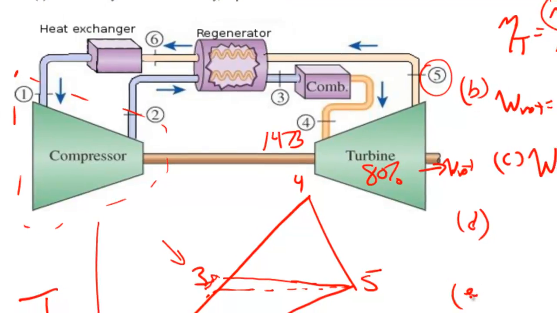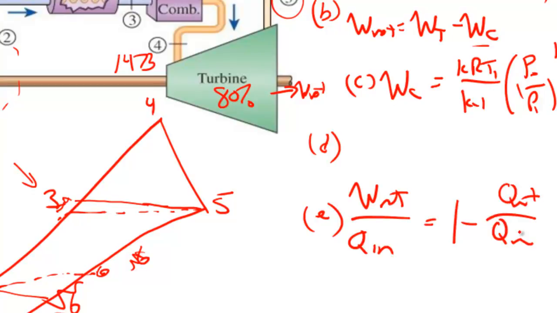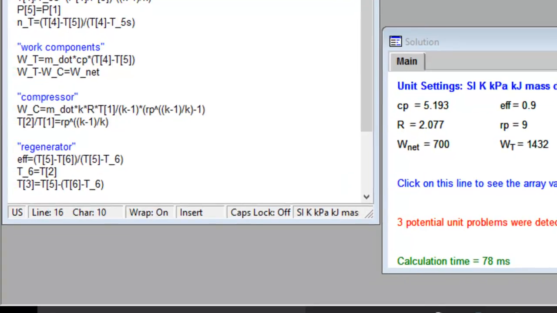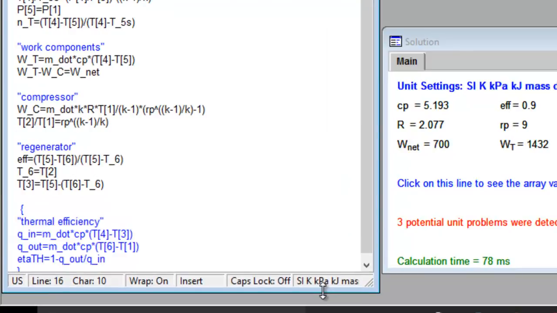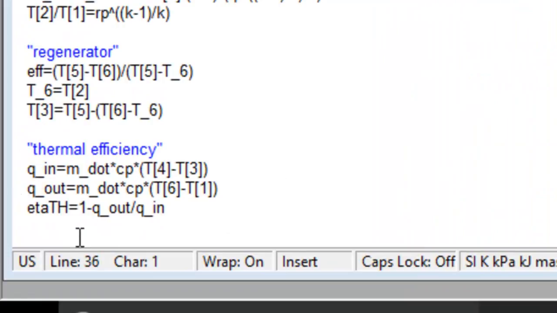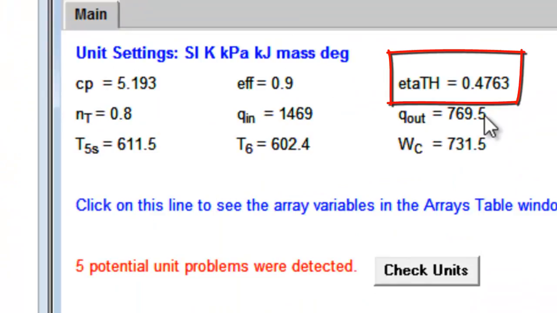All right, so now coming back to the cycle thermal efficiency. My thermal efficiency is going to be net work over Q in. That's also going to be 1 minus Q out over Q in, so you can do it either way. Coming back to EES, we've already got the net work, so we can look at all of them and make sure that the energy balance closes. I found both Q out and Q in to get my thermal efficiency, and your thermal efficiency is 47.63%. So that's the last part of that problem.